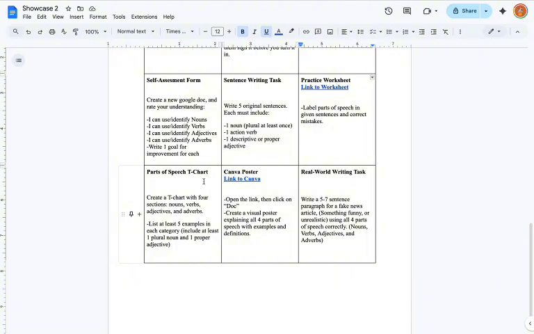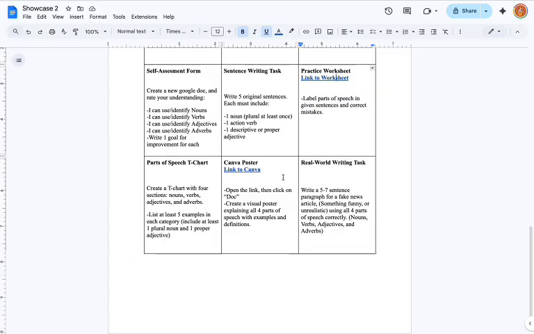And then we have the parts of speech T-chart. So I'm going to have them create a T-chart with 4 sections: nouns, verbs, adjectives, and adverbs. And they are going to list at least 5 examples for each category. And for the noun, 1 of them needs to be a plural noun, and for the adjective, 1 needs to be a proper adjective.